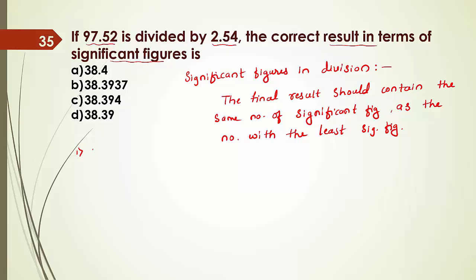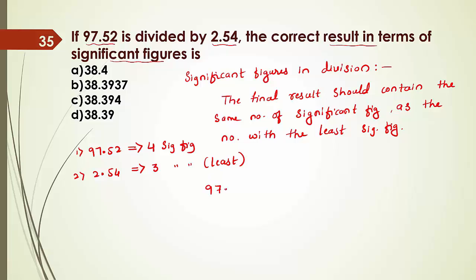The first one is 97.52. How many significant figures are present in this given number? There are 4 significant figures. Then the second number is 2.54. Here how many significant figures are there? 3 significant figures. Which is having least significant figure? 2.54. This is having least significant figure. So after dividing these two numbers, the final result should contain only 3 digits.